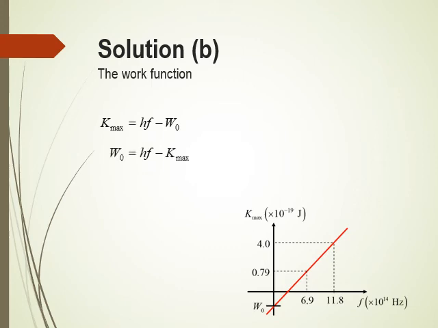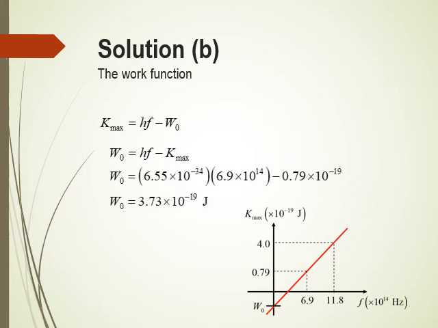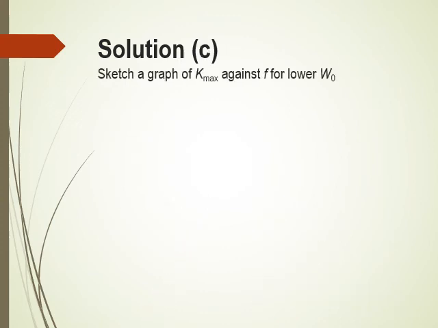So W equals hf minus K max. Now let's assume I'm going to take x as 6.9 and y equals 0.79. So substitute these two values into the equation. Then I will obtain W naught equals 3.73 times 10 to the power of negative 19 joule. Now, if you are going to take x as 11.8, then you must take y as 4. If you substitute these values into the equation, you will still obtain the same answer, which is 3.73 times 10 to the power of negative 19 joule.